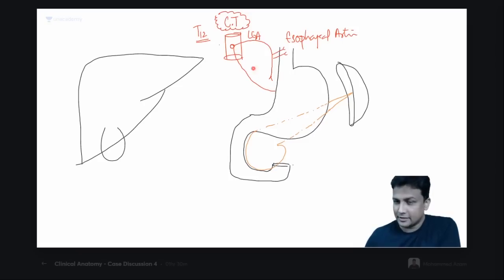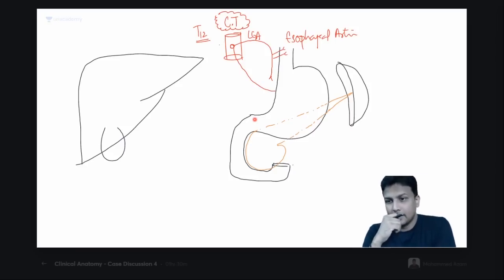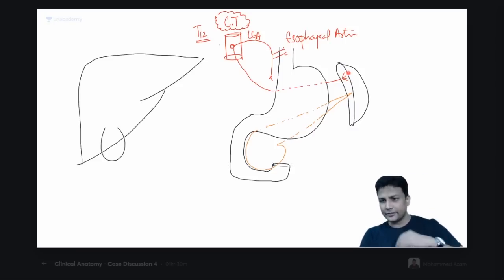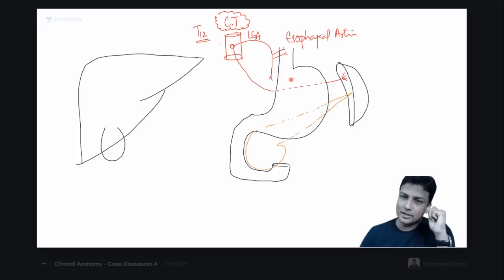Now, my dear friends, the most important question here: is the splenic artery going in front of the stomach or behind the stomach? Yes, very good. Remember, the splenic artery will be going behind the stomach. It is one of the posterior surface relations of the stomach, the stomach bed relation. So that is your splenic artery.